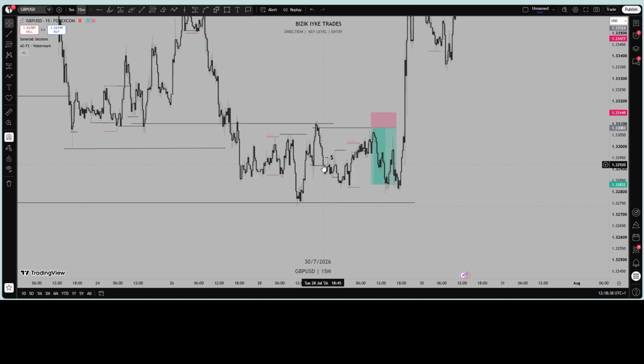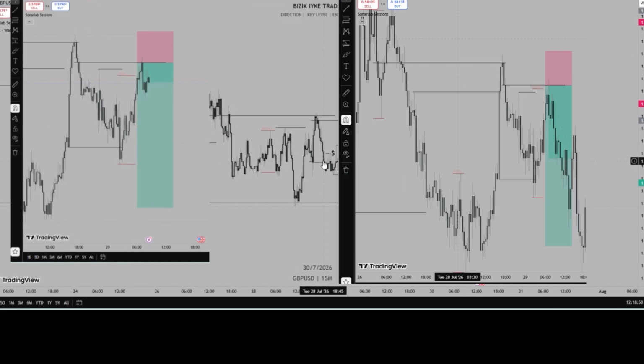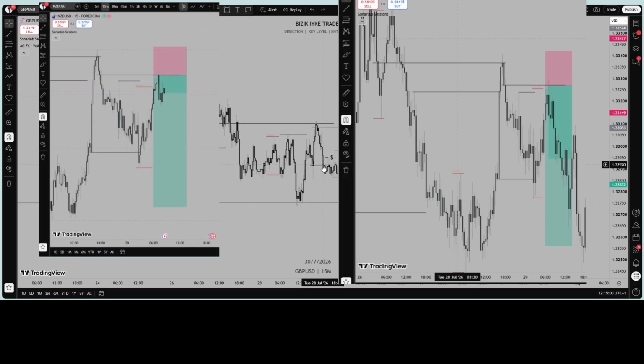This channel is mostly for beginners and advanced traders who are approaching Forex the wrong way. If you want to change the way you execute, watch this breakdown I'm about to do. This trade I took on GBP USD and NZD USD. I have the before and the after right here. You can see on my screen.